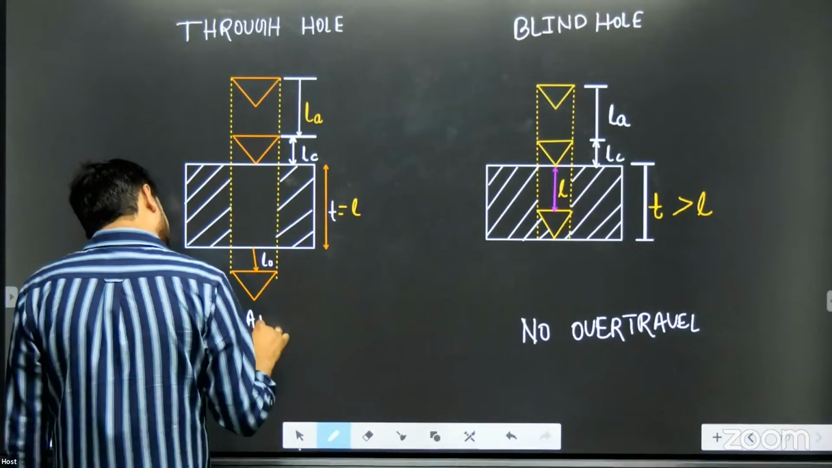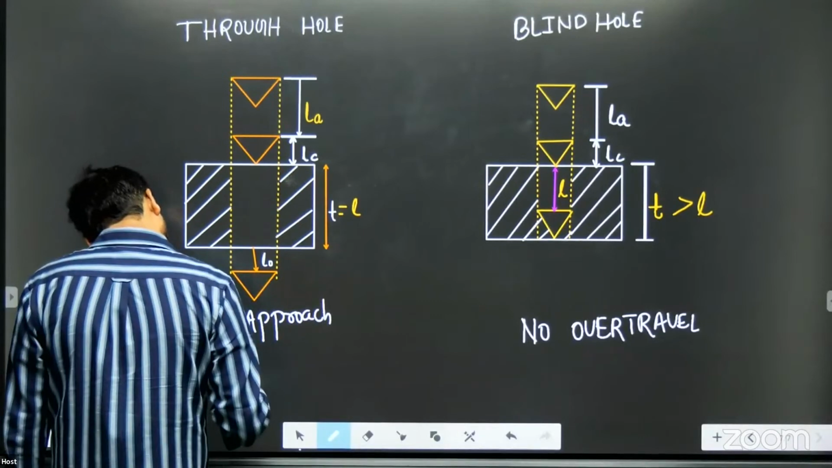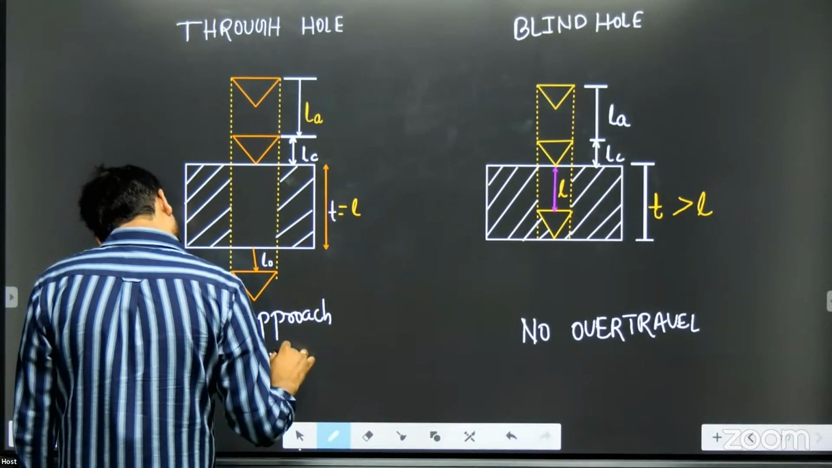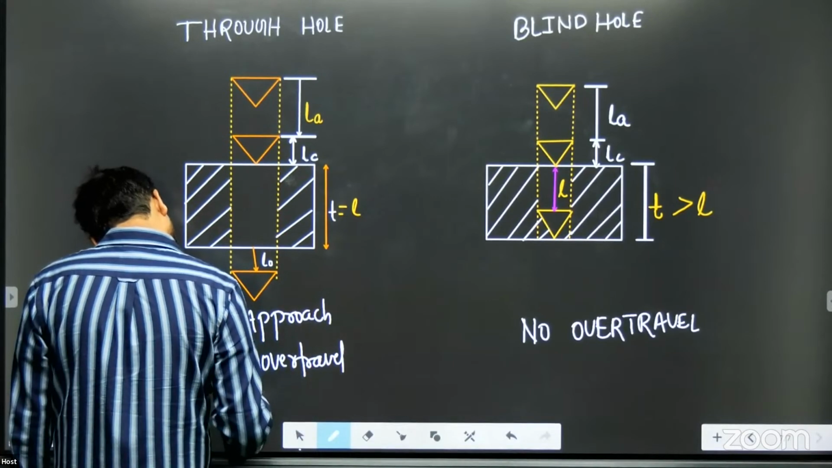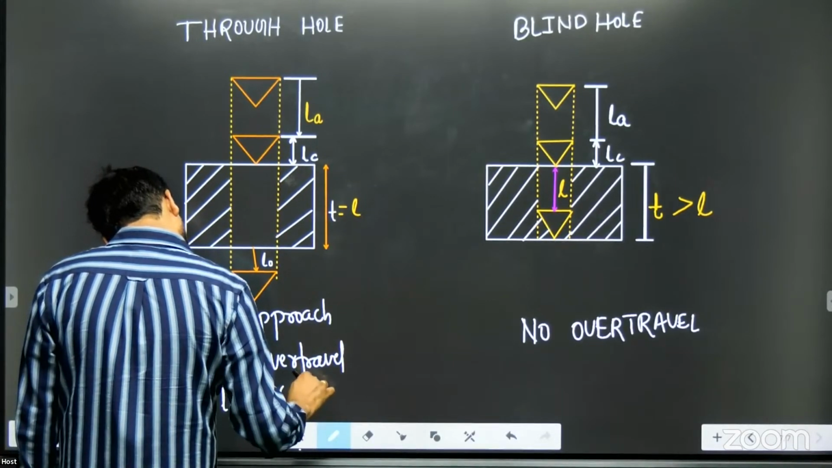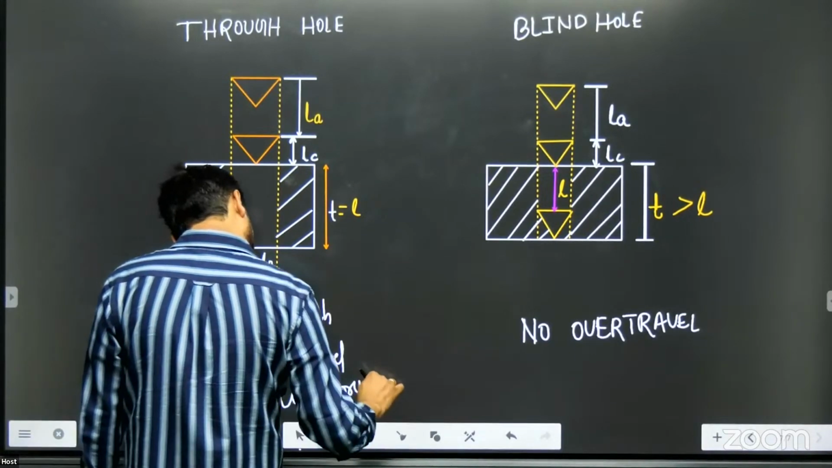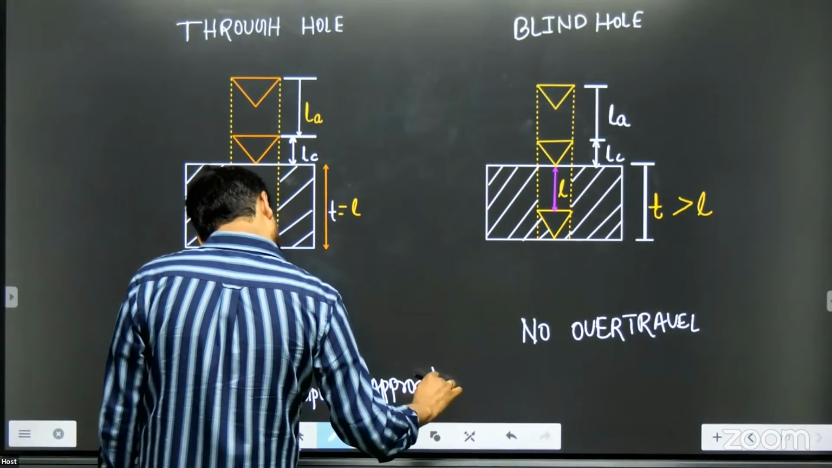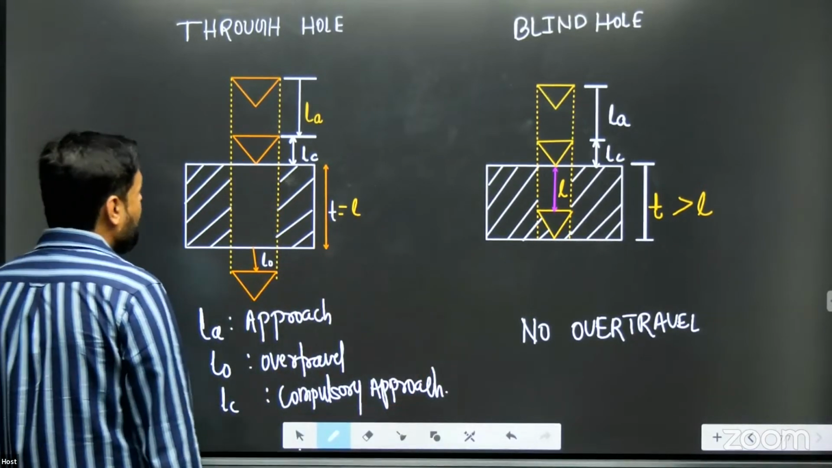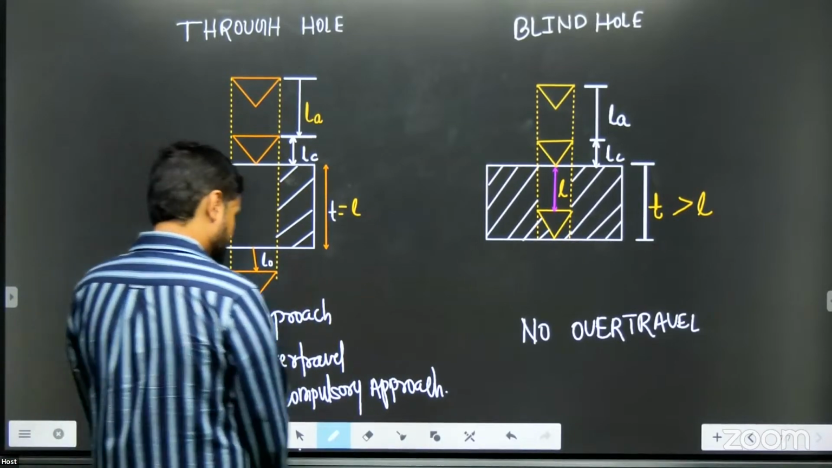LA is approach length. LO is over travel. LC is compulsory approach. And dear, don't fear. T is workpiece thickness.